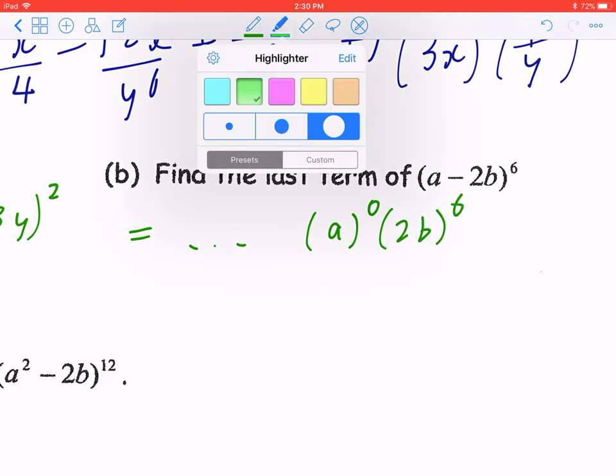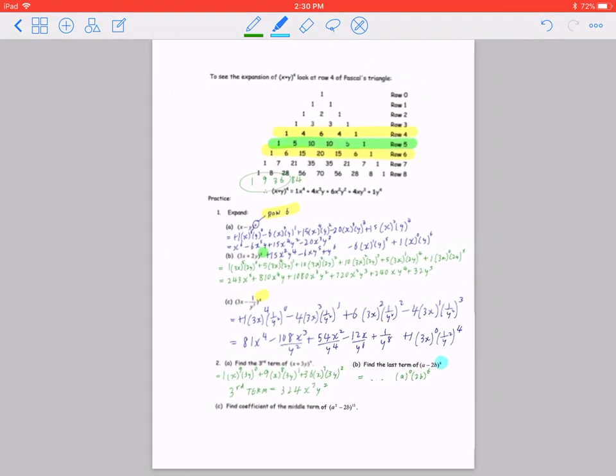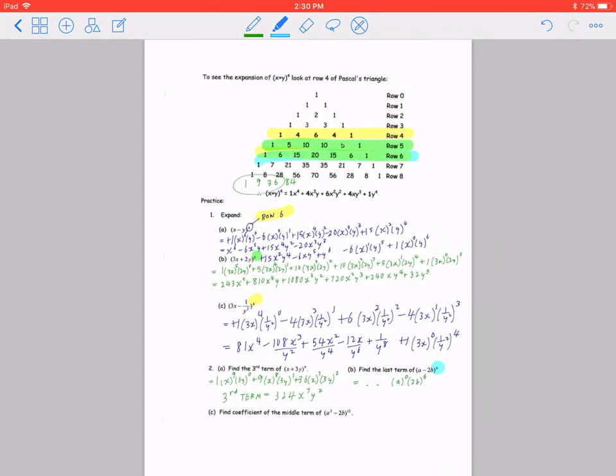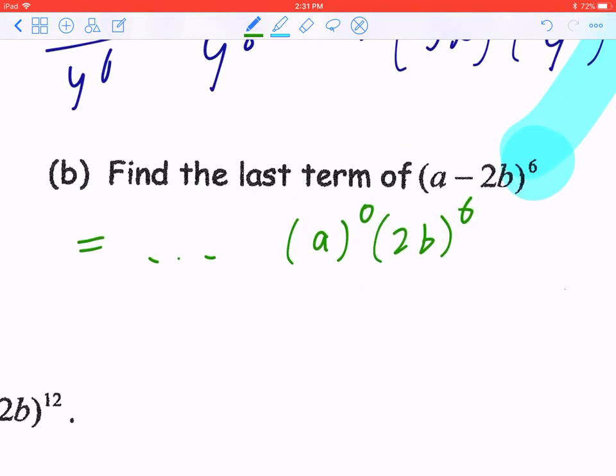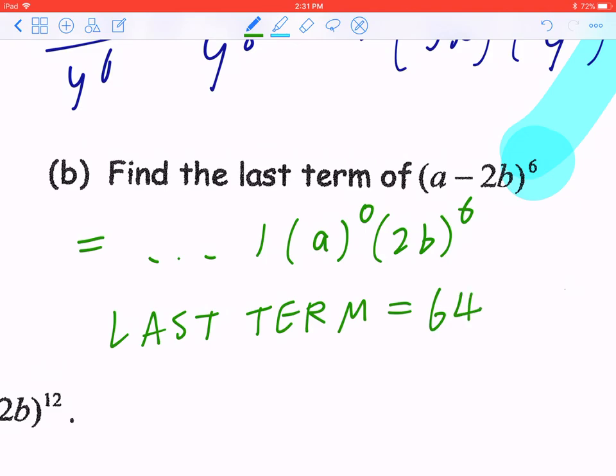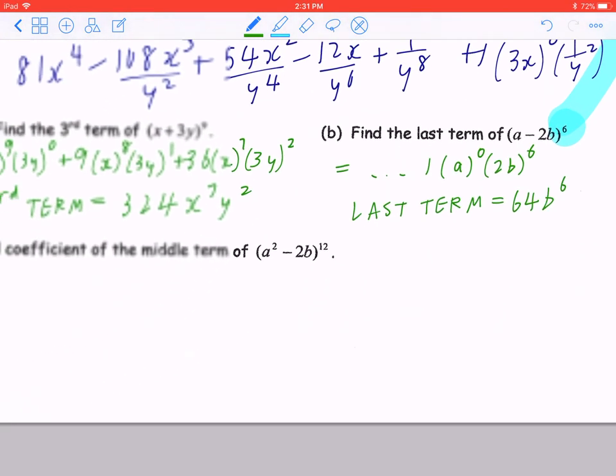The fact that the exponent is going to be 6, you're thinking specifically row number 6. So if you go back and relate to this, the last number is going to be 1, which you could have done mentally as well. So in terms of the last term, this equals 2 to the power of 6, which is 64, times b to the power of 6.